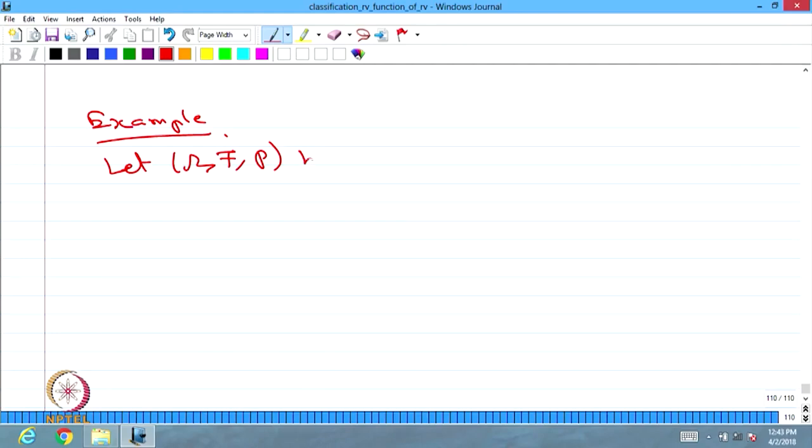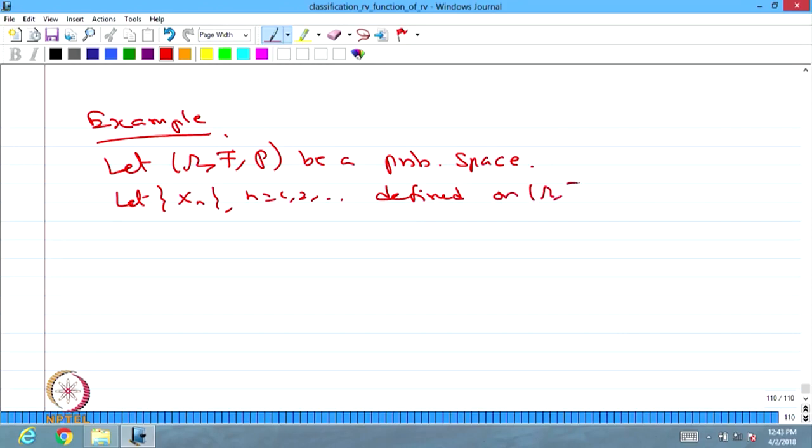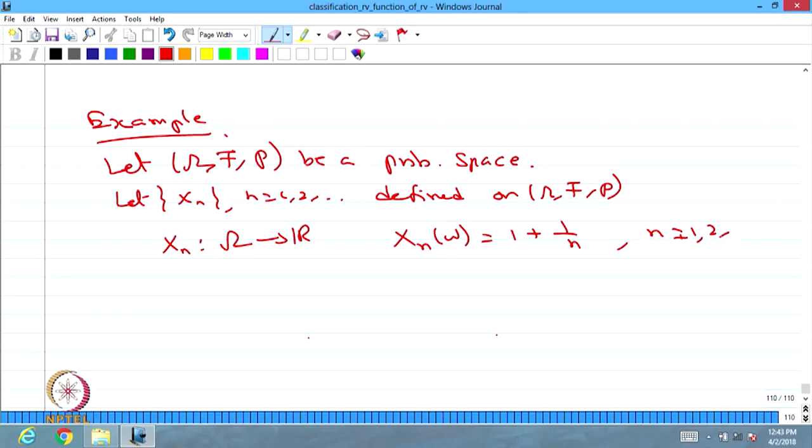Let omega, F and P be a probability space. Let X_n be a sequence of random variables defined on the probability space omega, F, P, where X_n is a mapping from omega to the real line such that X_n of w is equal to 1 plus 1 by n, for n equal to 1, 2 and so on.